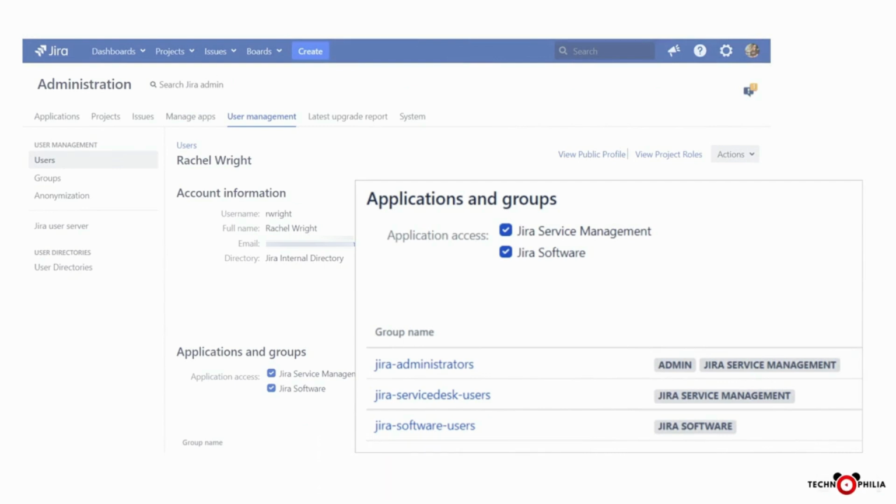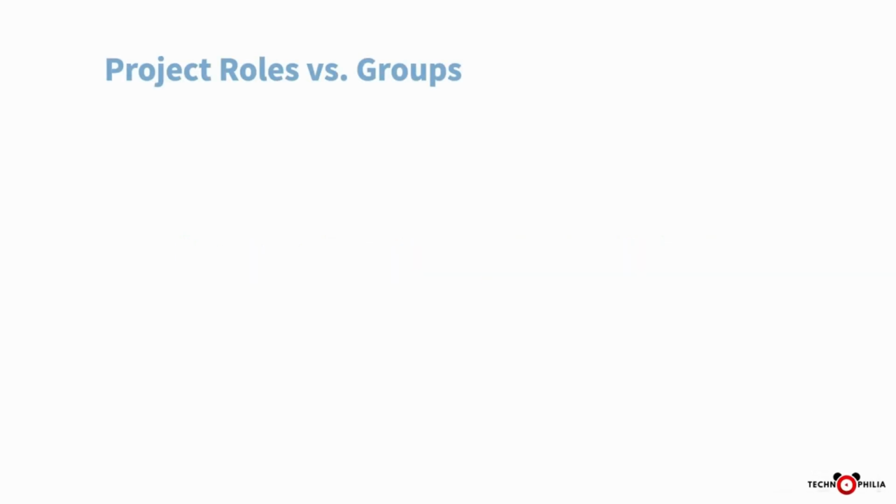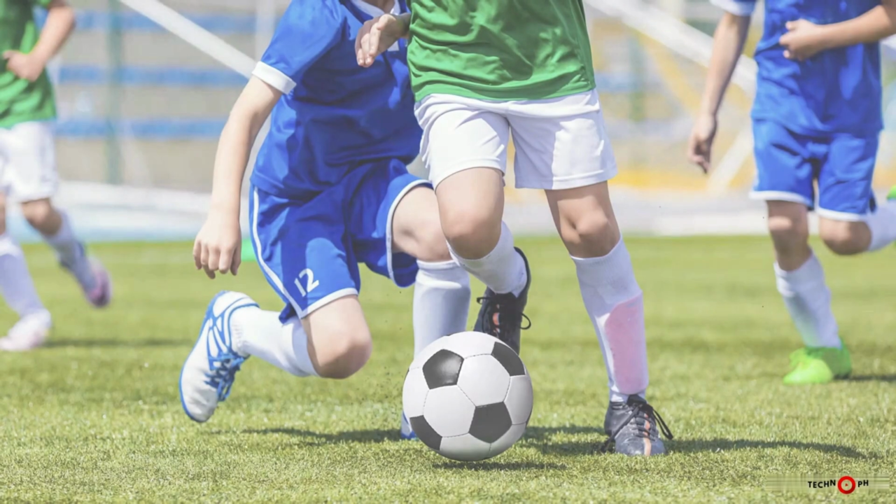In addition to groups, there's one more user classification called project roles. Think of a role as a common function on a team and a group as a list of users who perform the function. Here's a practical example using a soccer team. A soccer team has a coach, players, and fans.